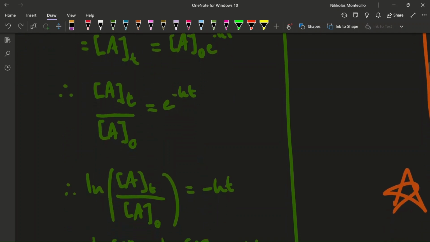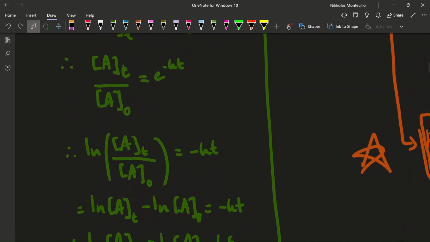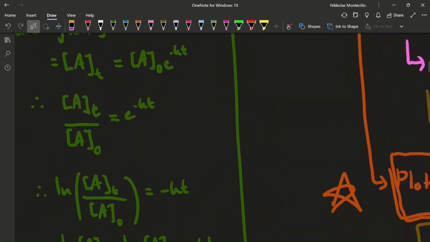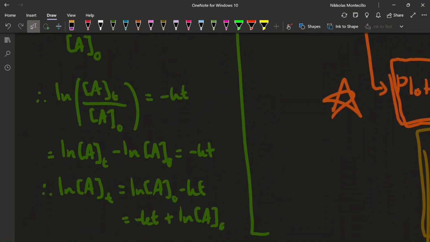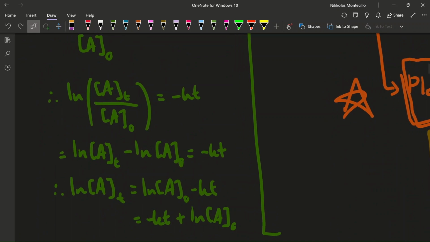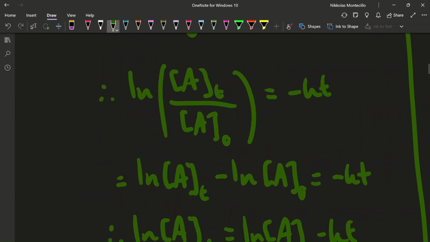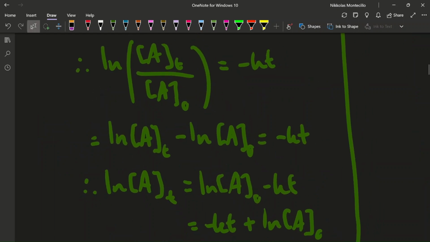That's what happened in this step. And then I applied the natural logarithm on both sides to cancel e, right? And then to isolate, to get the same formula, I essentially just applied the natural logarithm rule where ln b over c equals ln b minus ln c. That's essentially the rule that I applied here to get this, okay?